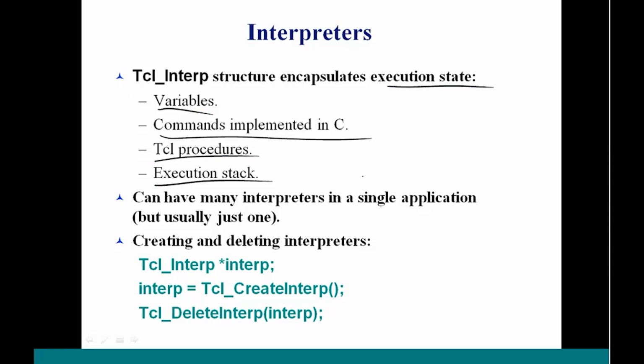And for creating and deleting interpreters, in Tcl we can use the interp command, which creates an interpreter, and then we can assign the interp with Tcl_CreateInterp. This is another way to create one, and we can also delete it by just using the Tcl_DeleteInterp command.